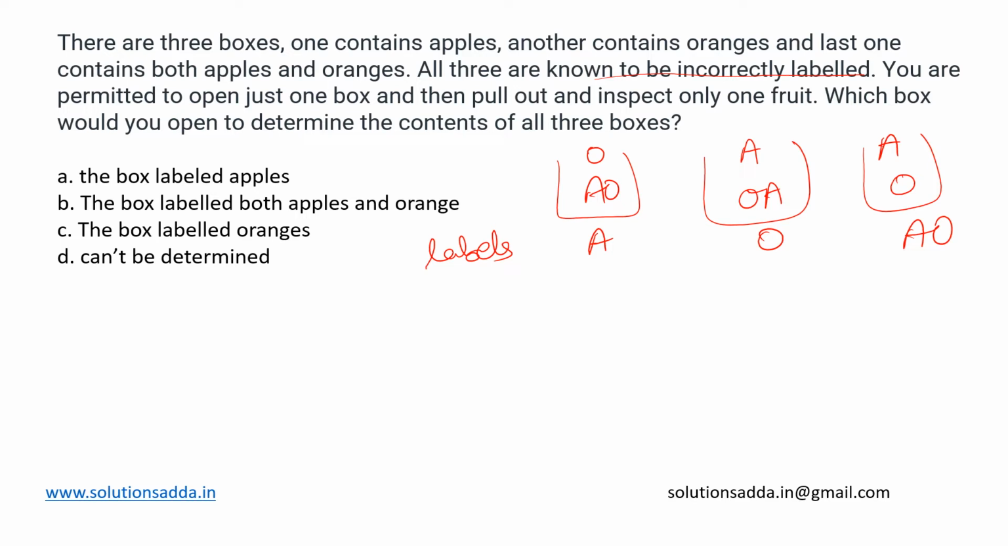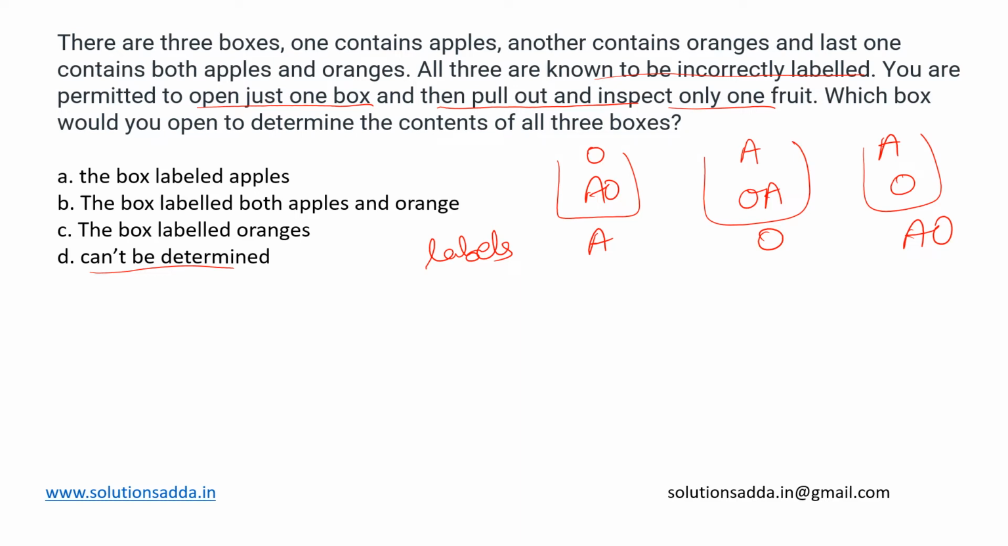And what is that operation? We can open just one box and pull out just one fruit blindly and inspect it. With this operation, you need to determine if it is possible to correctly determine the contents of all the three boxes, and if it is not, then you can go with the option D. Let us look at some of the choices which we have.